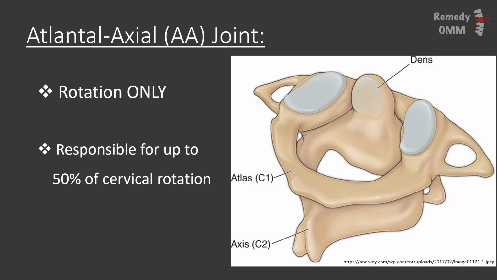The way the dens articulates with C1 limits any flexion or extension of this joint. In fact, the AA, the atlantoaxial joint, is responsible for approximately 50% of rotation of the entire cervical spine. Because of this, when palpating for any AA dysfunction, the only abnormality to look for is in rotation, which makes things a little simpler for us to diagnose. Test rotation and remember to name the somatic dysfunction for the direction of ease.